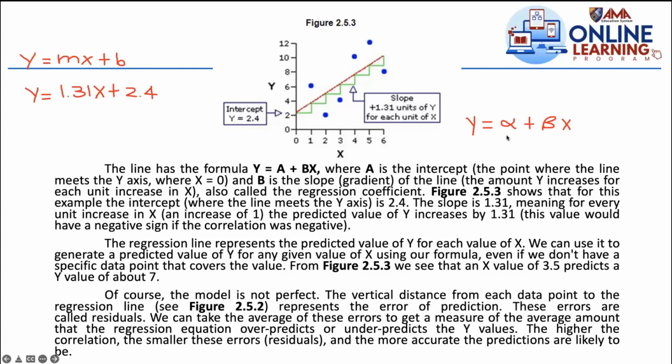The alpha has the same meaning; the alpha is just the b, and the beta is like the m. It's just that this one is in the population context. Remember, if we're using the population as your data, then use the Greek letters for your parameters: alpha, beta.